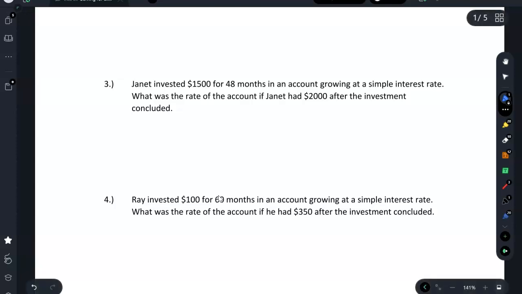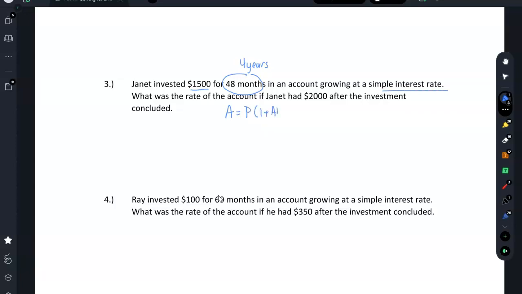So I have Janet invests $1,500 for 48 months, which we know is 4 years. Go ahead and turn that into years. And account growing at a simple interest rate. So as soon as I see that, once again, I have A equals P times (1 plus APR times Y). What was the rate of the account if she had $2,000 after investment concluded? So I know she ended up at $2,000. I know she started with $1,500. I know my rate is what I'm looking for, and you can call this APR. I'm going to sub this in as an x. And I know that it was for 4 years. I'm going to sub in 4 for my y.